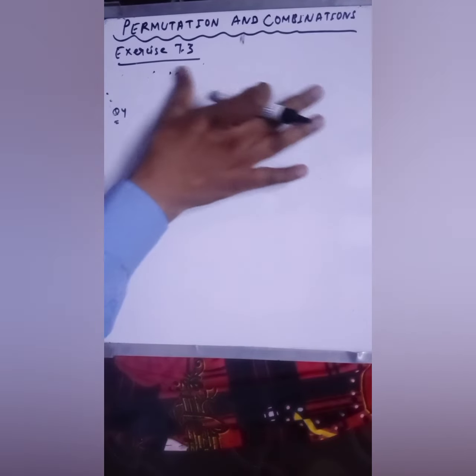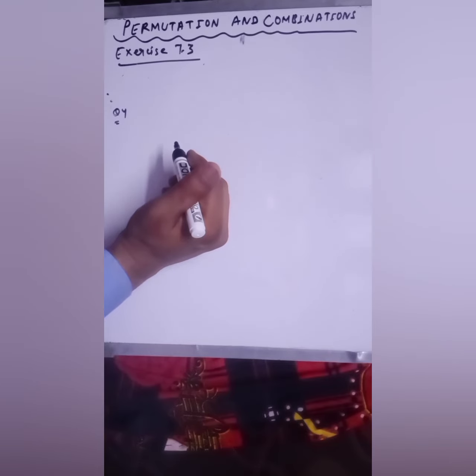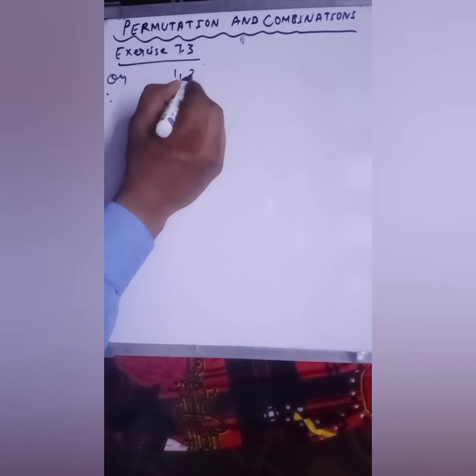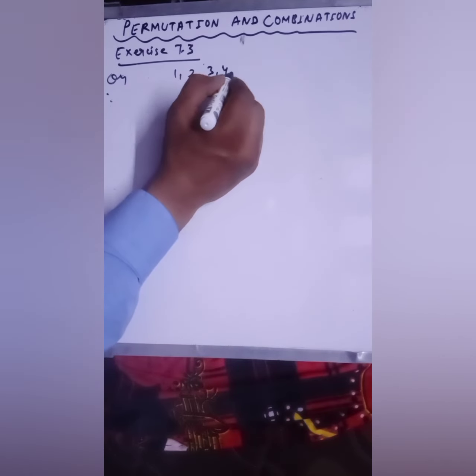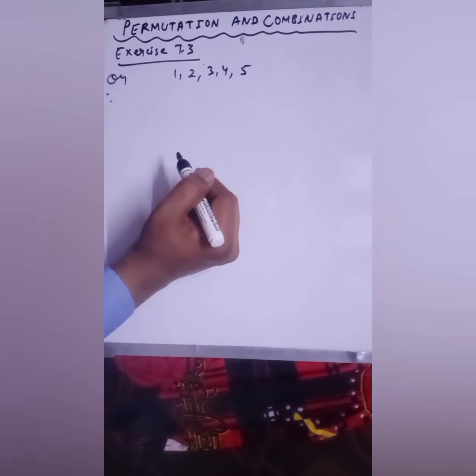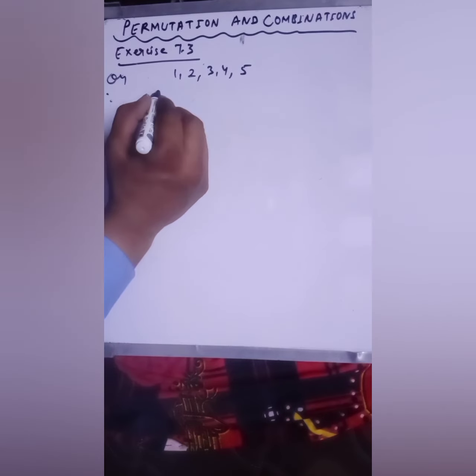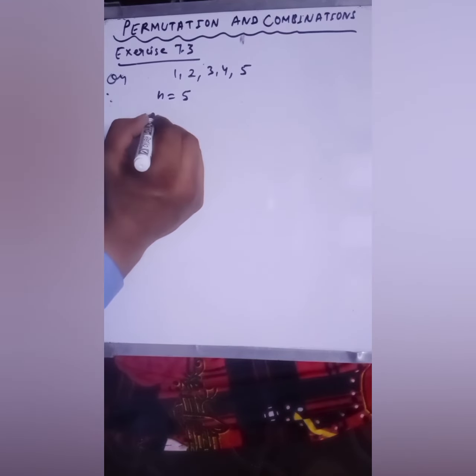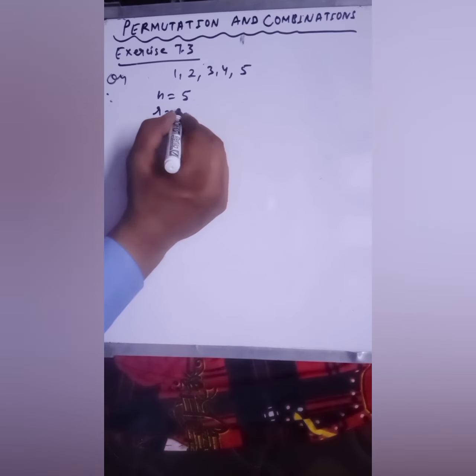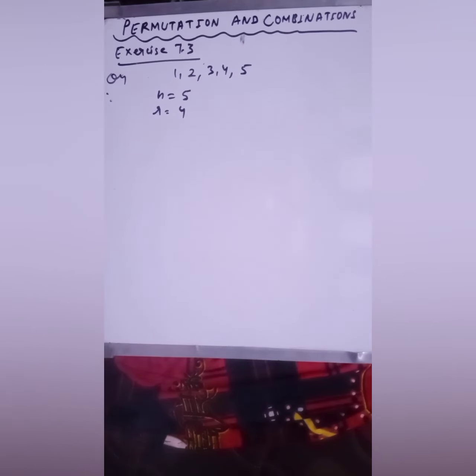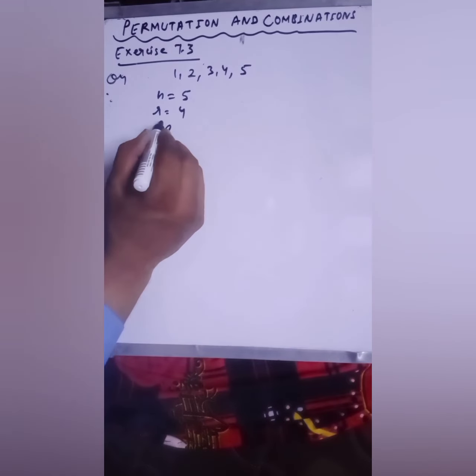Now children, next we are solving question number 4. In question number 4 you have to make a 4-digit number, and the digits given are 1, 2, 3, 4 and 5. The first part is if no digit is repeated. So the total choices which you have, that is 5, and r would be 4, because you have to make a 4-digit number. So your permutation will be this one.